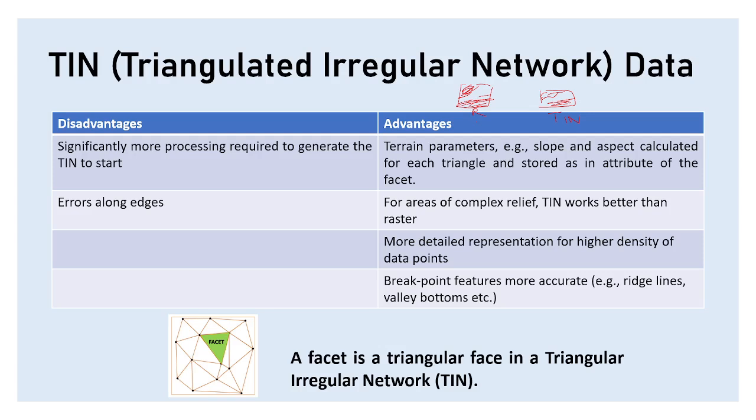Then, more detailed representation for higher density of data points. Minute changes in elevation can be accounted for by TIN. That is why processing is also more time consuming. Then breakpoint features are also more accurate, like ridge lines and valley bottoms. If you have a mountain, the ridge line and the valley bottoms will be well accounted for, which might not be considered as much in the raster image as compared to the TIN data.